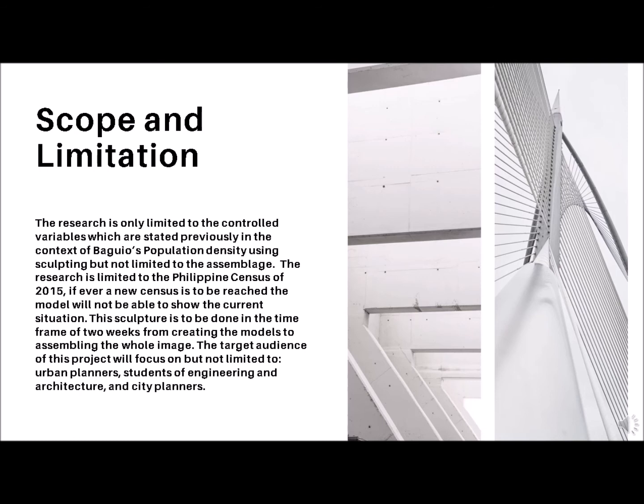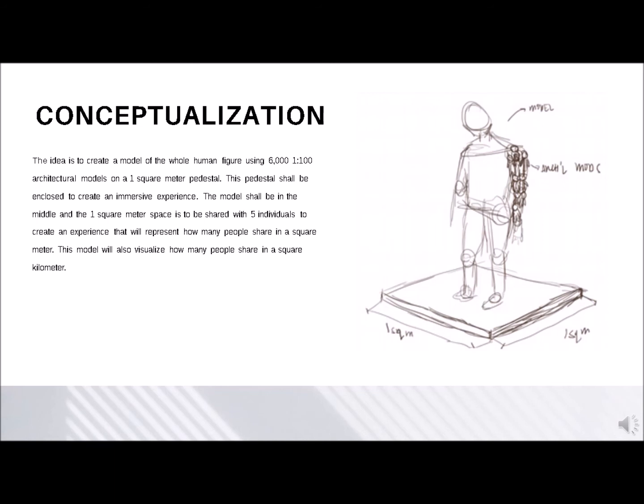Scope and limitation. The research is only limited to the controlled variables which are stated previously in the context of Baguio's population density using sculpting but not limited to assemblage. The research is limited to the Philippine census of 2015 if ever a new census is to be reached. The model will not be able to show the current situation. The sculpture is to be done in the time frame of 2 weeks from creating the models to assembling the whole image. The target audience of this project will focus on but not limited to urban planners, students of engineering and architecture, and city planners.